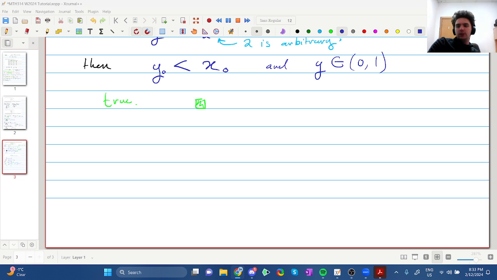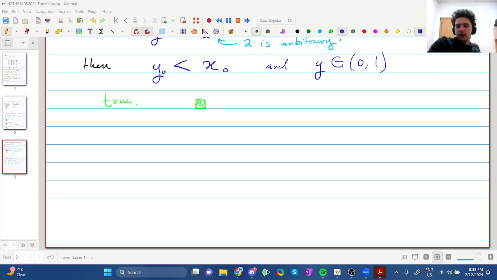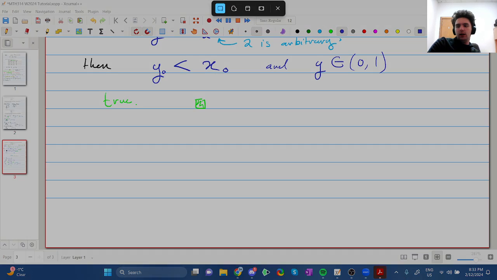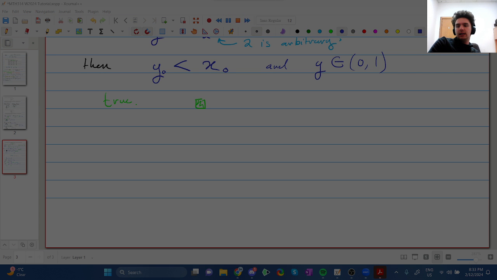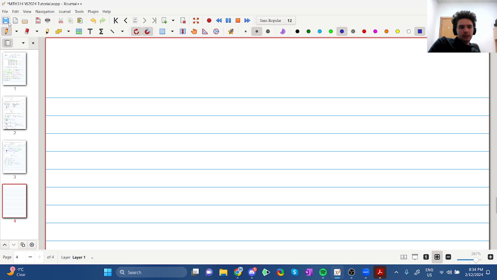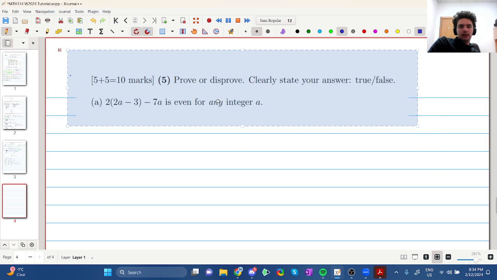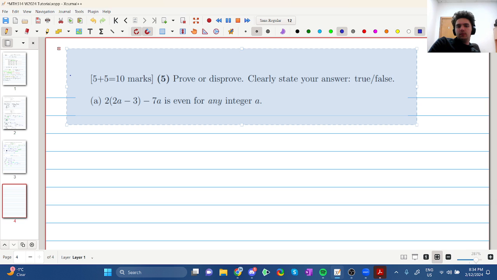There we go. So the next thing is continuing with proofs. We want to prove another statement. This statement is the fact that this number is even for any integer a, that this will always be even.